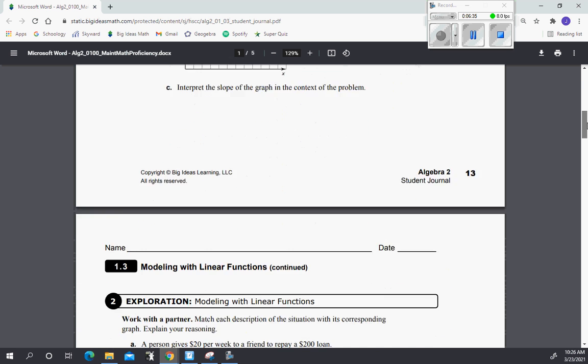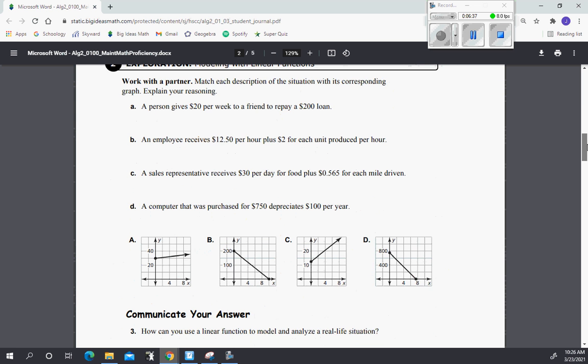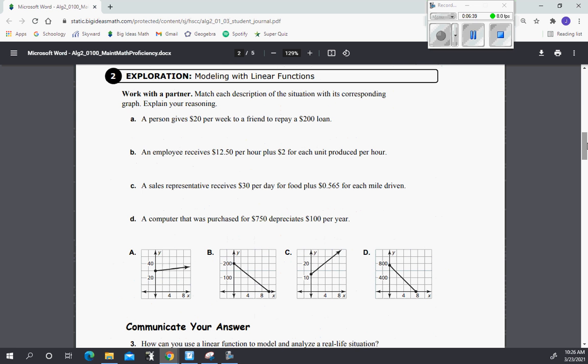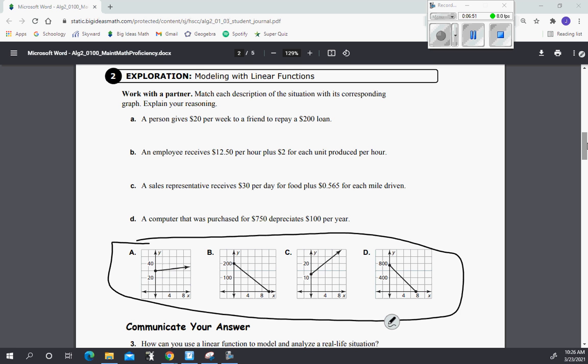Interpret the slope of the graph. We talked about it. Okay. This next exploration, we are matching each description of the situation with its corresponding graph. All the graphs are down here. A, B, C, and D. We're just going to match A, B, C, and D with the correct graph.